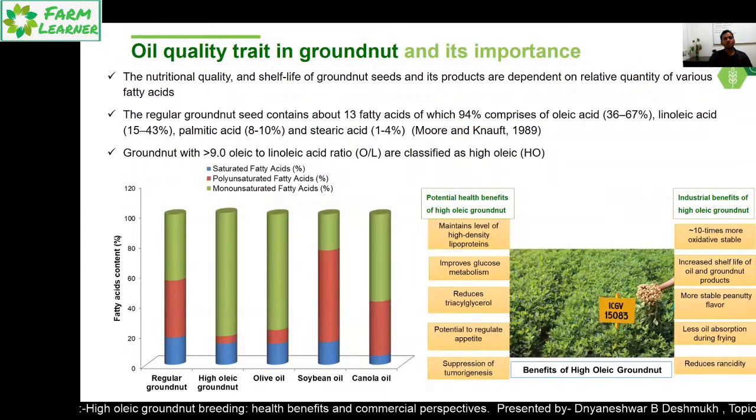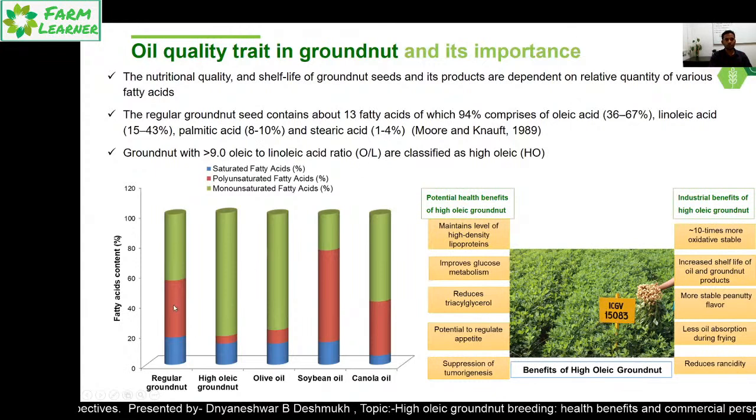Well, oil quality in groundnut: being rich in oil, it has as many as 13 fatty acids, of which 94% comprises oleic acid, linoleic acid, palmitic acid, and stearic acid. If you look at the range of these fatty acids in normal groundnut, oleic acid is 36.67%, linoleic acid is 15.43%, palmitic acid is 8 to 10%, and stearic is 1 to 4%.